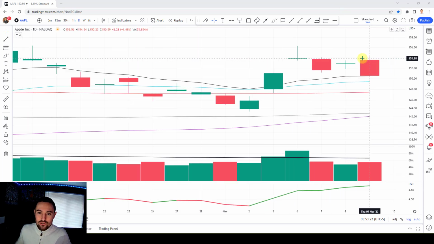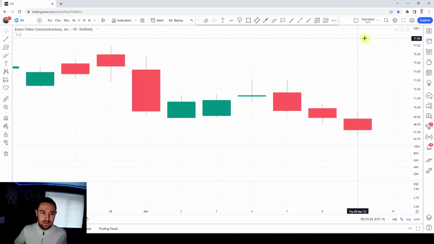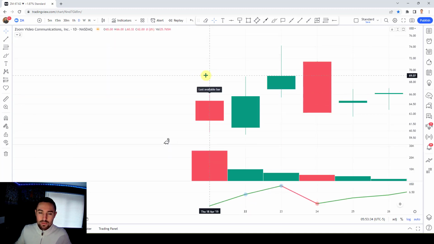So let's zoom right in here. Let's load Zoom up, and I'm going to show you how you can go back in time. Load up the ticker, zoom right in, then press Alt-G, and then you can go back in time. I'm just going to go to 2017, which is pre-IPO for Zoom. So we're going to go from the IPO to the present day.